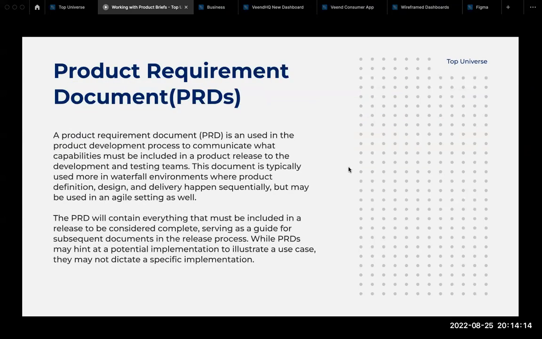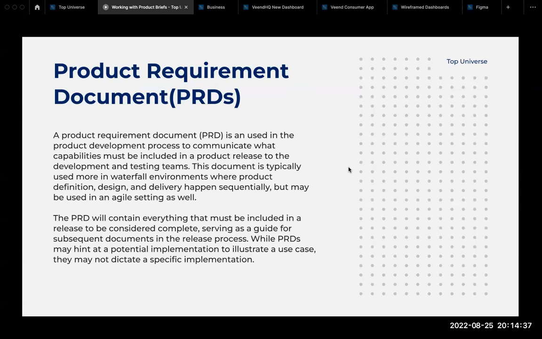Now, what's a PRD? It is used in the product development process to communicate what capabilities must be included in the product release to the development and testing teams. So a PRD simply tells us, this is what this app should be able to do. This is what this product should be able to do.